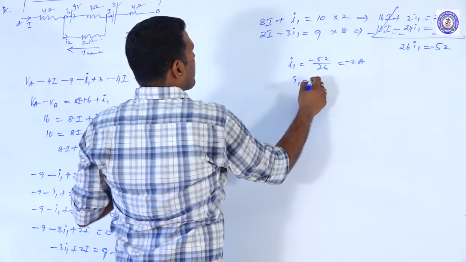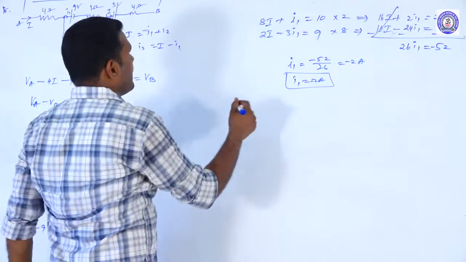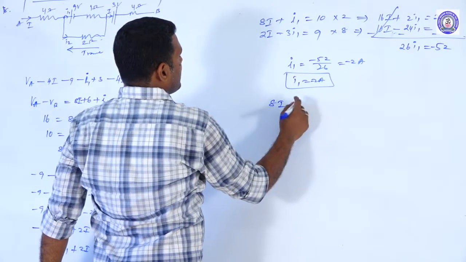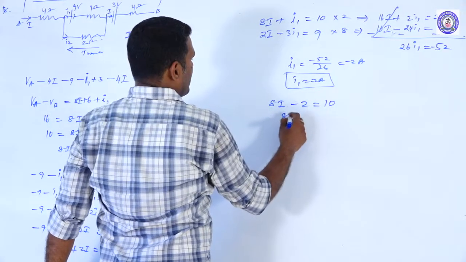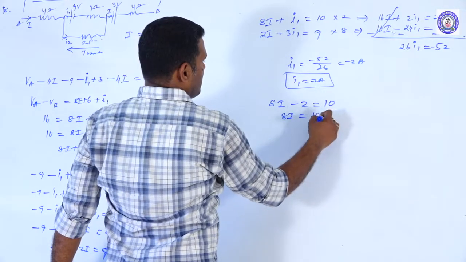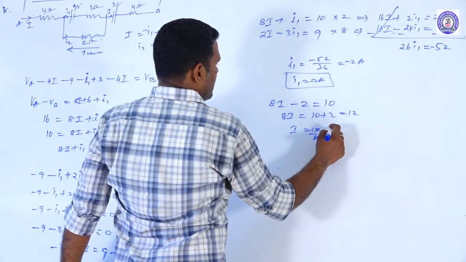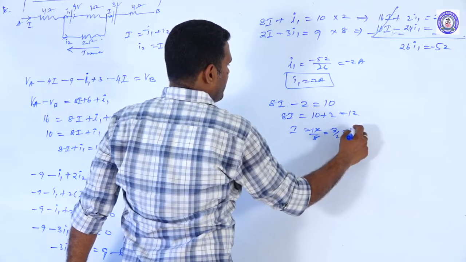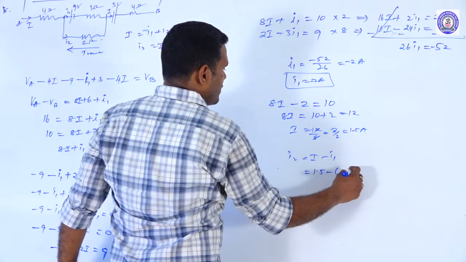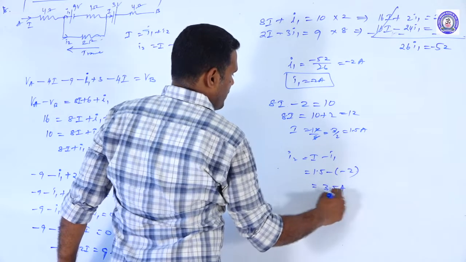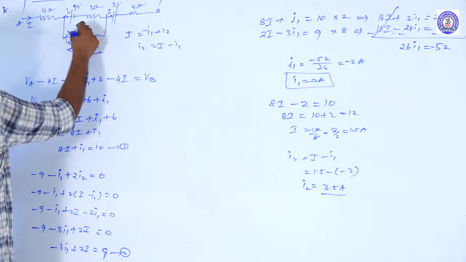Substitute I1 in any one of the equations and get the value of capital I. So I can take 8I plus I1, which is minus 2, this is equal to 10. 8I is equal to 10 plus 2, this is 12. I equals 12 divided by 8, 3 divided by 2, 1.5 ampere. I2 equals I minus I1, so 1.5 minus minus 2, so 3.5 ampere. So the current through this path is 3.5 ampere.